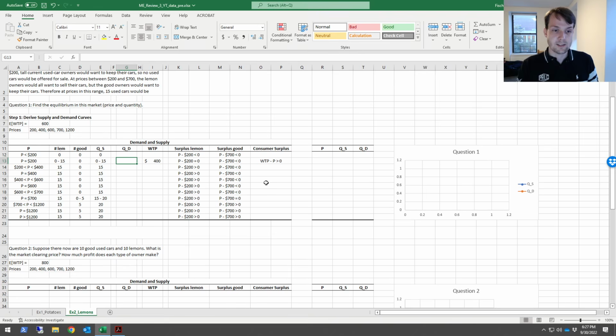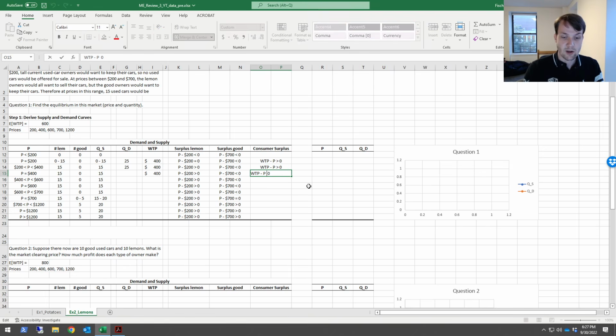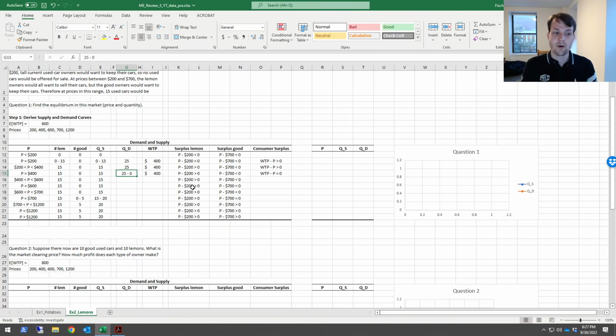Since the consumer surplus is positive, that means that everyone is going to demand a car, so demand is going to be 25. The same actually applies for all prices that are strictly less than 400. At a price of 400, there are still only lemons in the market, so the willingness to pay is 400. But now the surplus is, since the price is also 400, the surplus is 0, and they're indifferent between buying and not buying. So the quantity they're going to demand is anywhere between 25 and 0.